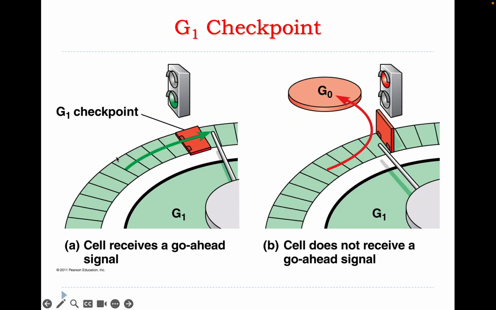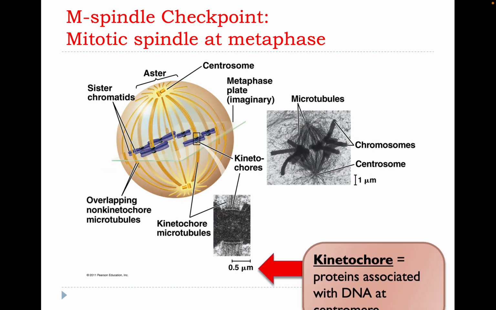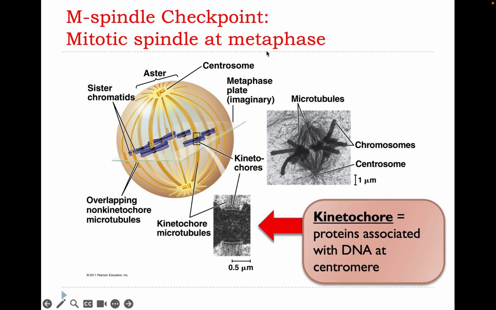All right, so at the G1 checkpoint, if a cell receives the go-ahead signal, then it moves on to the S phase. If it gets a red light, it'll go into G0 phase, and it won't divide. All right, the mitotic spindle checkpoint in metaphase. This is where we check to make sure that those spindle fibers are appropriately attached to each of the sister chromatids at their kinetochores. And you're zoomed right in, and you can see what the kinetochore looks like on a real cell.